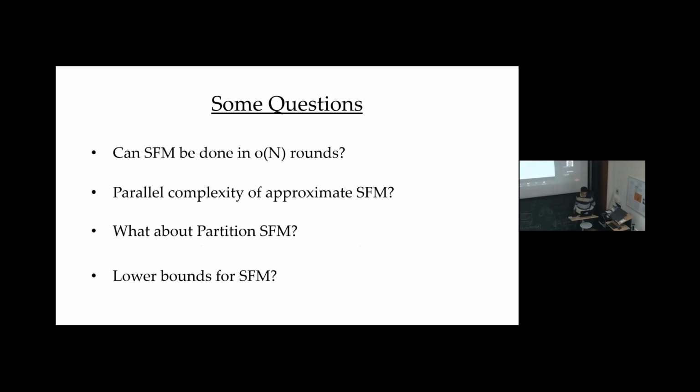So, can SFM be done in small n rounds? As I already mentioned, I don't know which way to even bet right now. Maybe square root n, maybe not. The other interesting question is, if I scale the functions to -1, 1 and ask for an additive approximation, what is the parallel complexity of this?